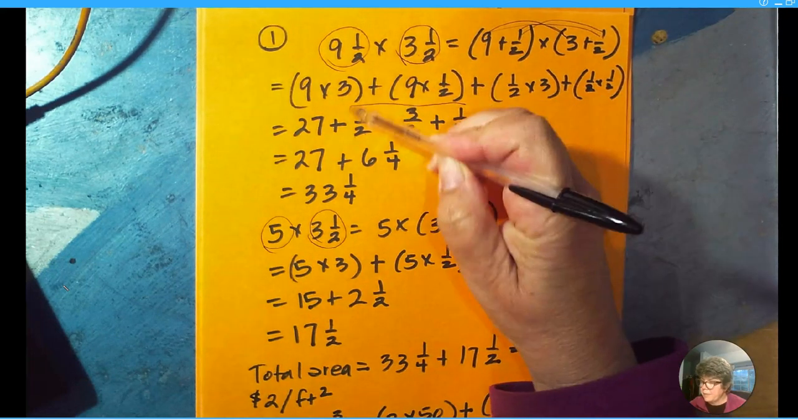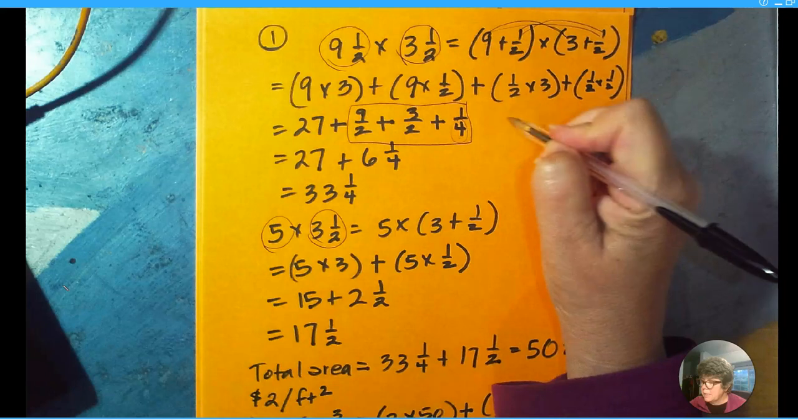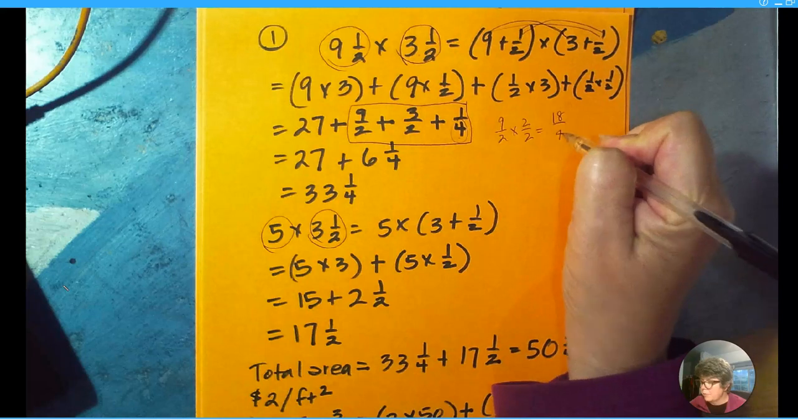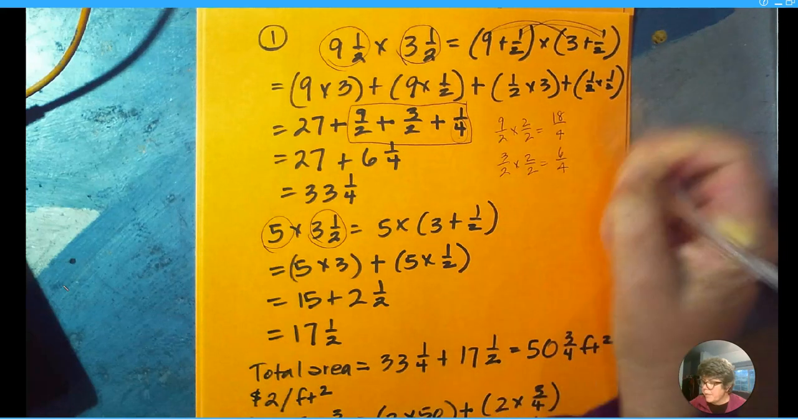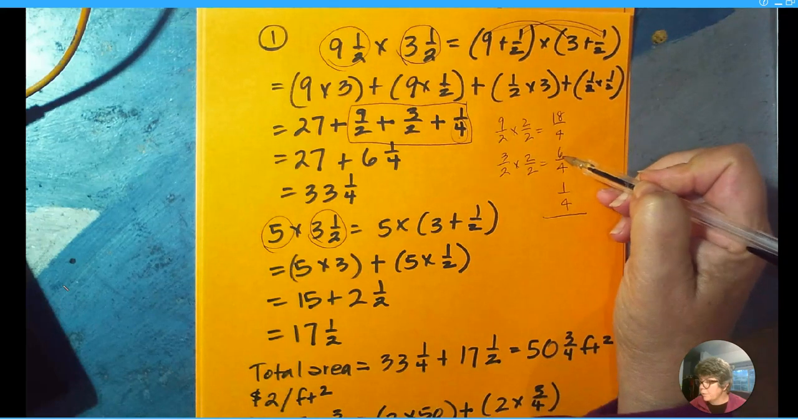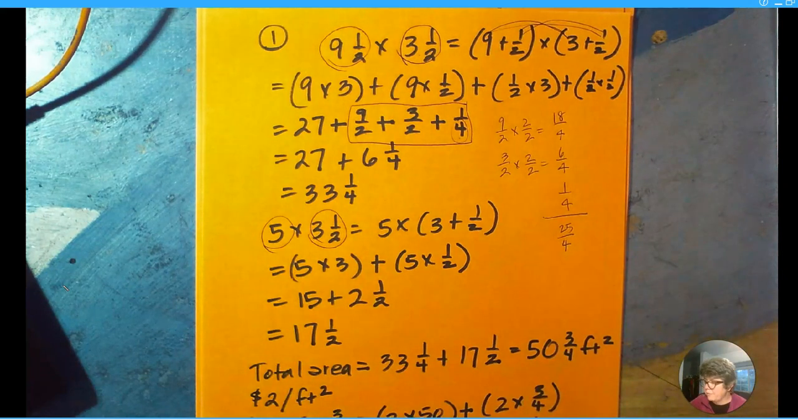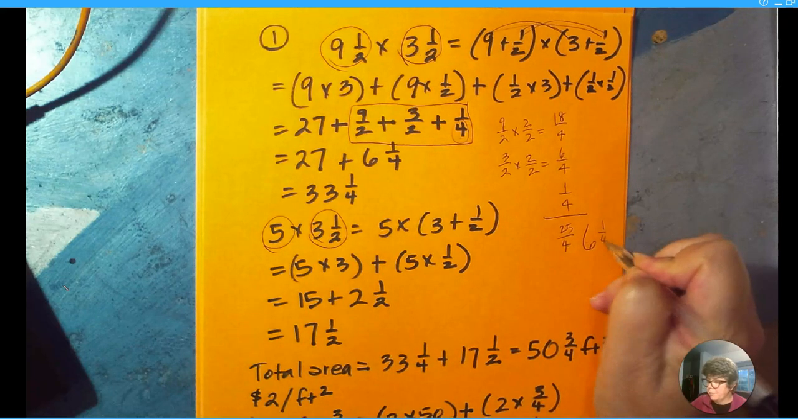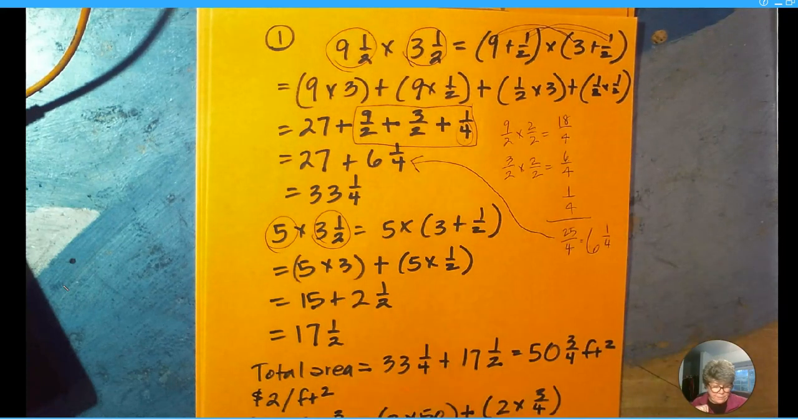Now to add those together, we have to have common denominators, right? So let's change them all to fourths. 9/2 times 2 over 2 equals 18/4. 3/2 times 2 over 2 is equal to 6/4. And then 1/4, we'll just add them all together. 18 plus 6 is 24, plus 1 is 25/4. How many fourths are there in 25? There's 6, because 6 times 4 is 24, and 1/4. Okay, so that's where that came from. And that's going to equal 33 and 1/4.